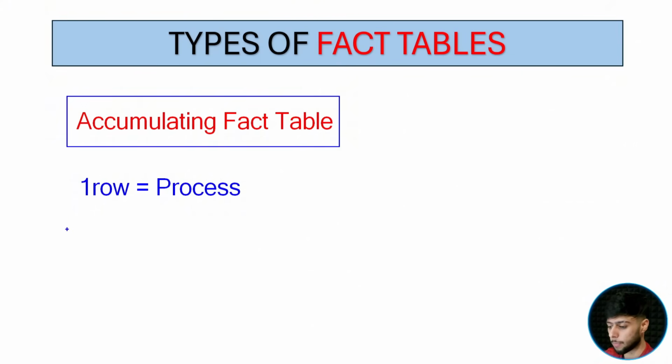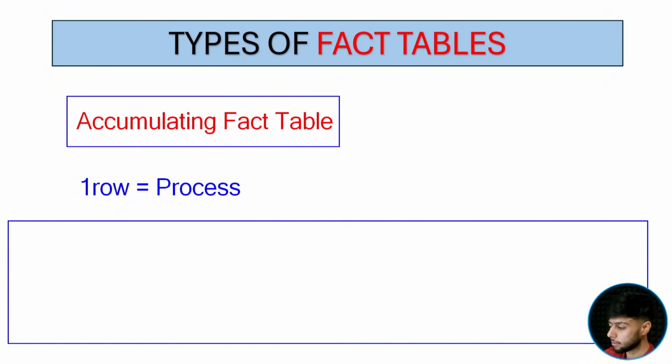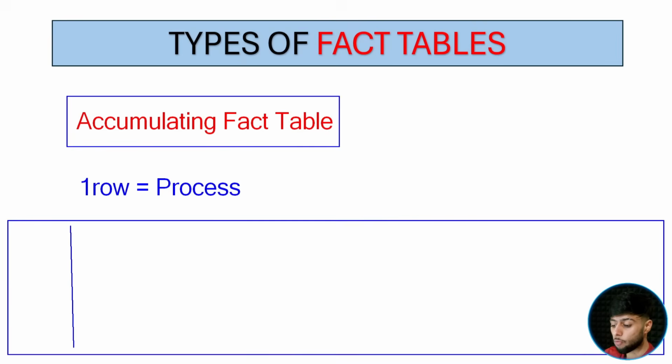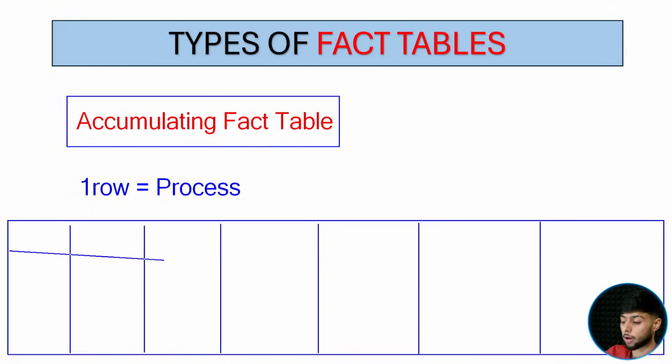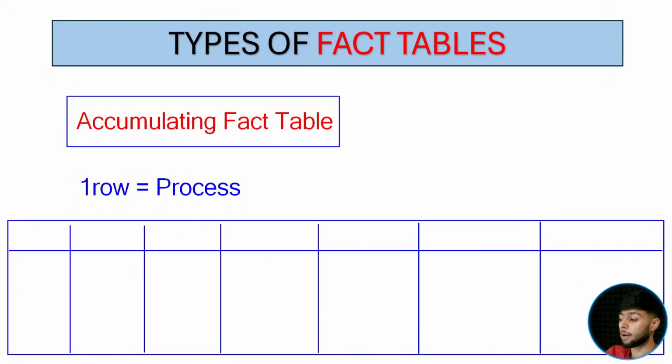Let me just give you an example. So in these kinds of fact tables, we will be having so many date columns. Okay, so many date columns. Let me just give you an example. So let's say this is my fact table. In this particular fact table, I will be having so many dates, so many timestamps, which will be explaining the process, explaining the journey which is taking place in this particular fact table.